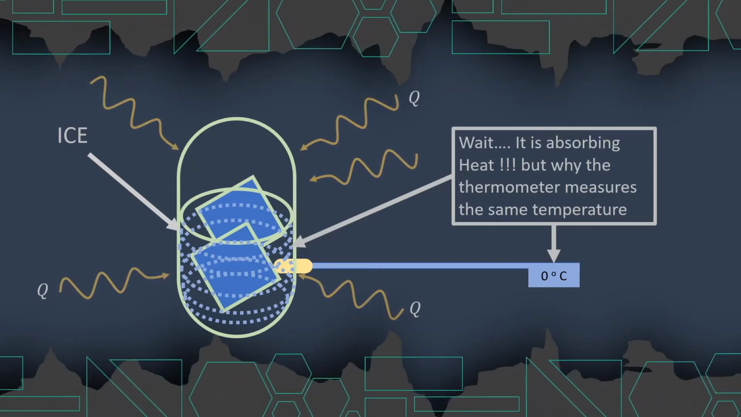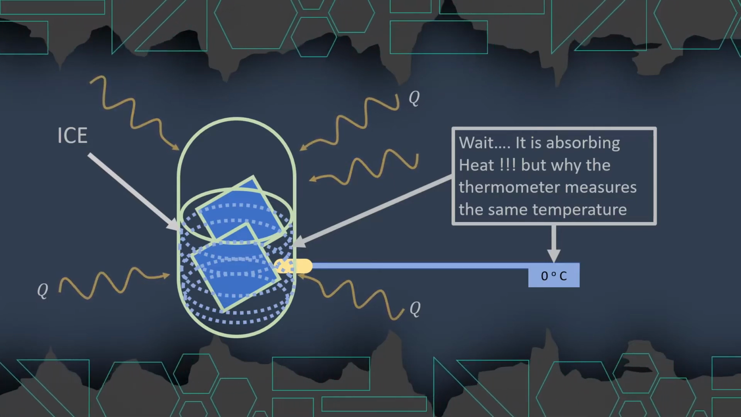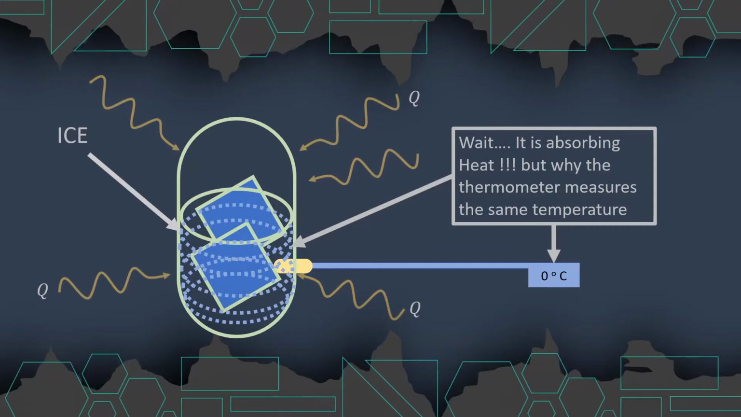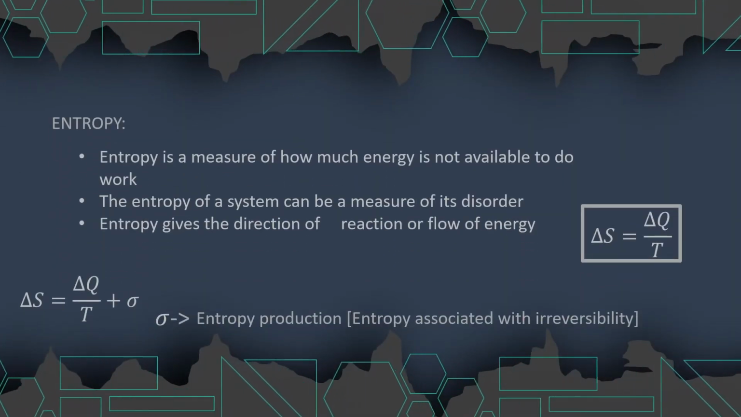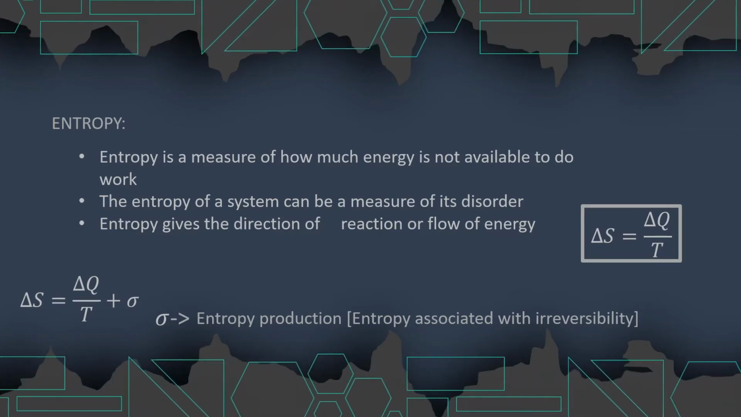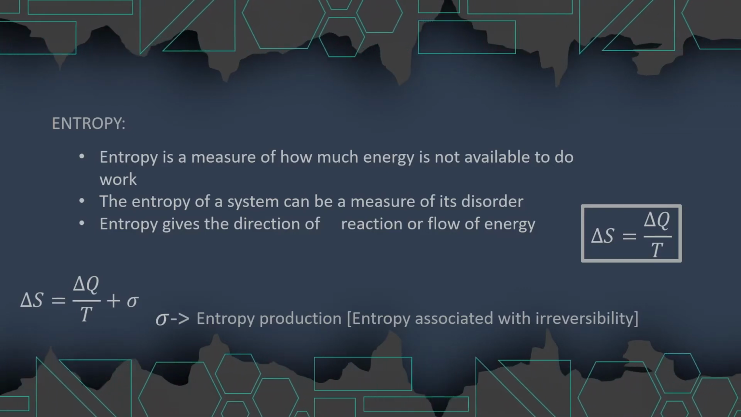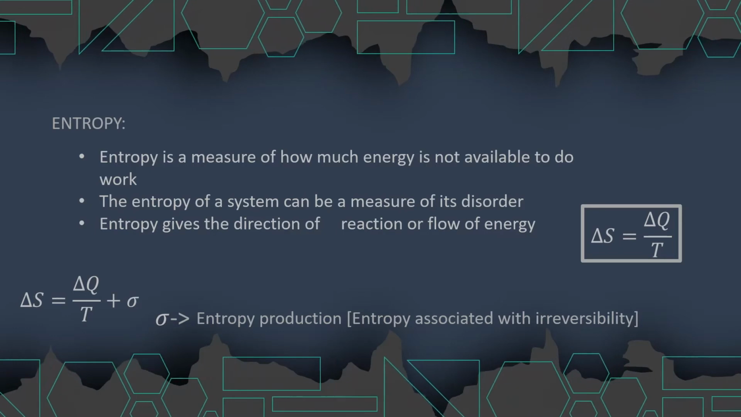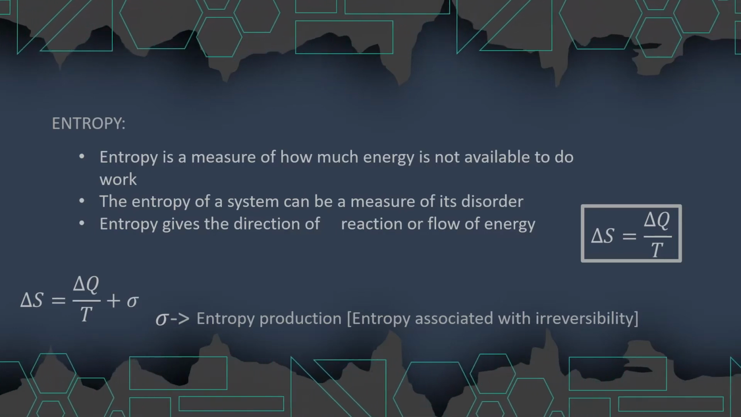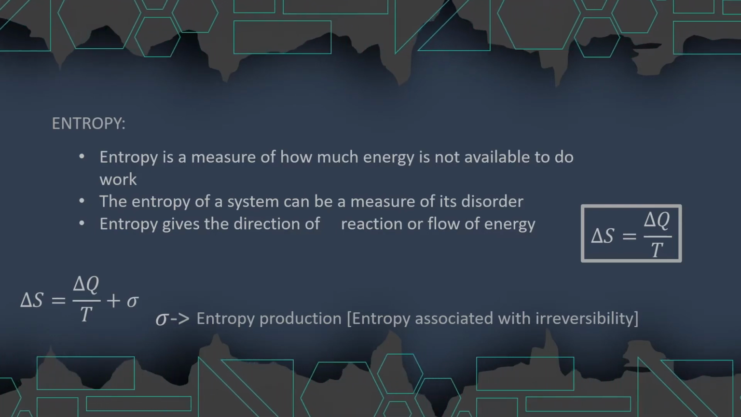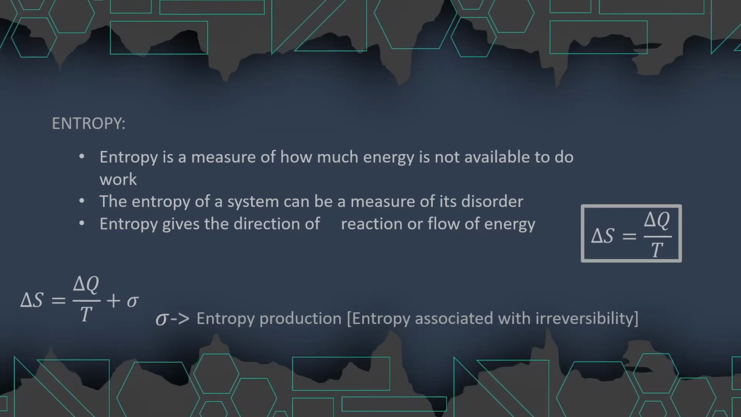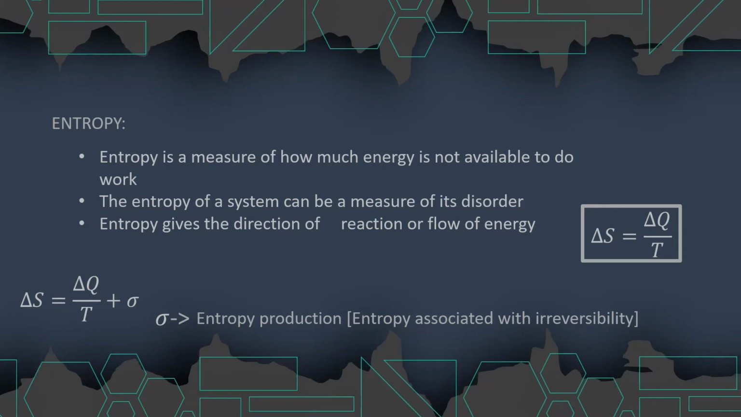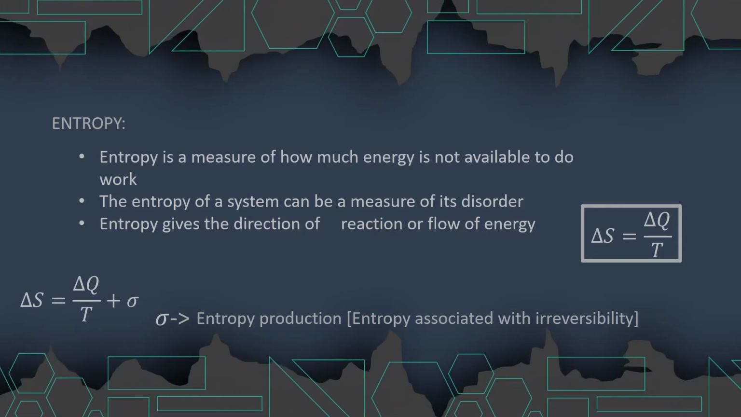Therefore, we need something to measure this unusability of energy, and here comes entropy. There are so many definitions for entropy, but these are the definitions that make the most sense to me. Entropy is a measure of how much energy is not available to do work. The entropy of a system can be measured by its disorderliness. Entropy gives the direction of reaction or direction of flow of energy.